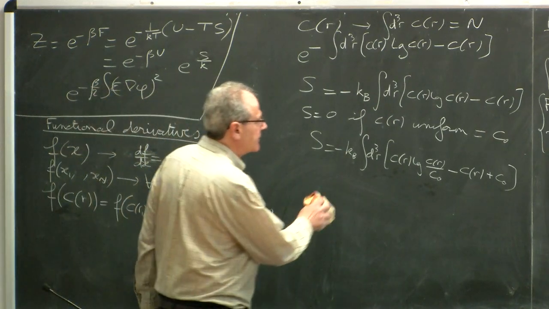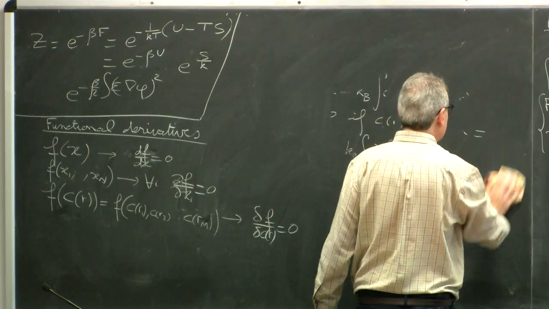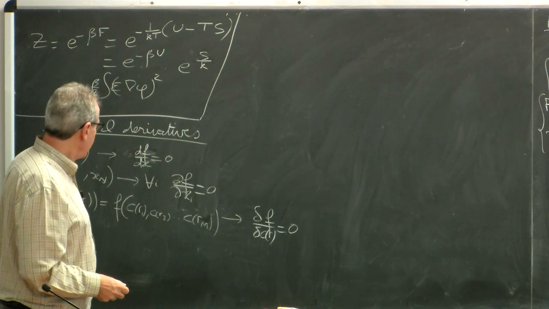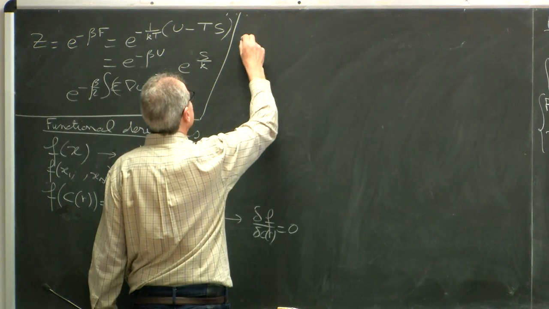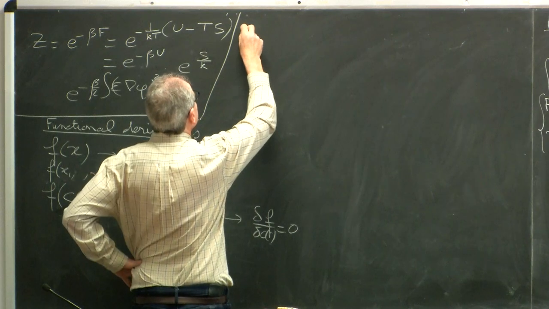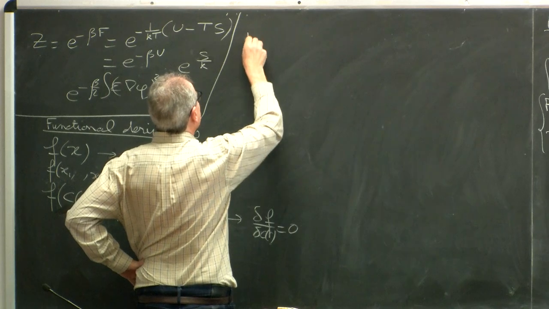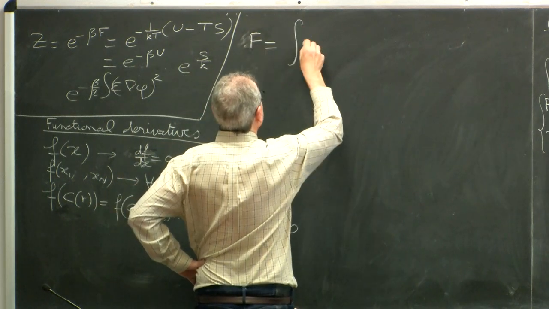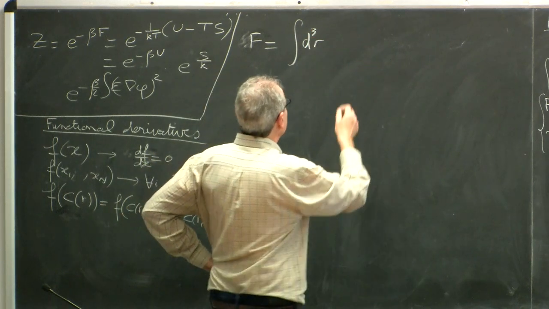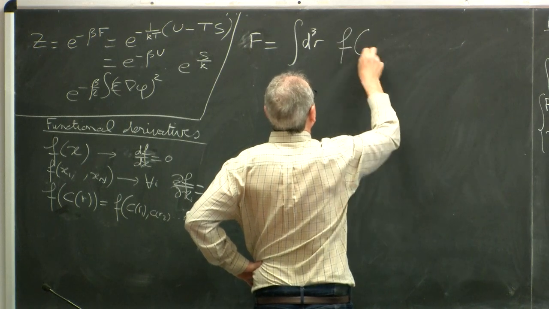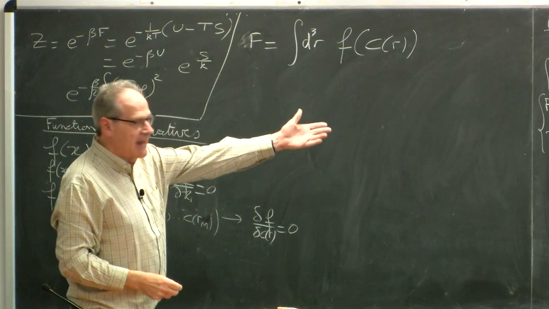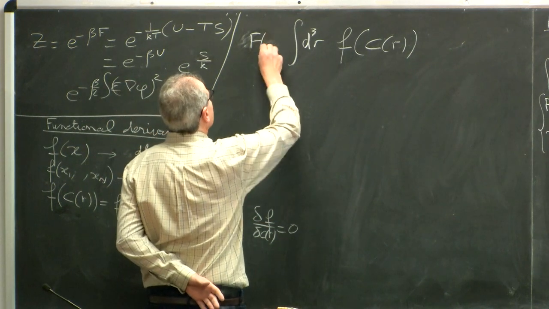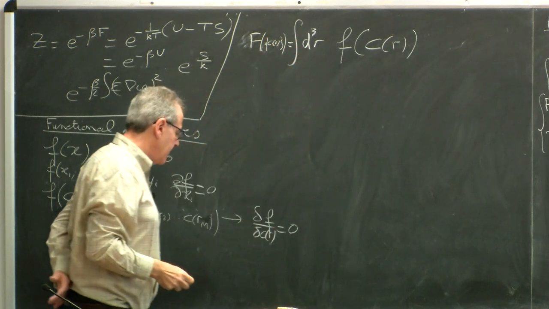Okay, so how does it work? Usually we have a function, let's call it F. F usually takes the form of an integral over r of a certain function, let's say f of c of r. Right, so this is really exactly the kind of thing that we have. F is a function of c of r at each point in space.